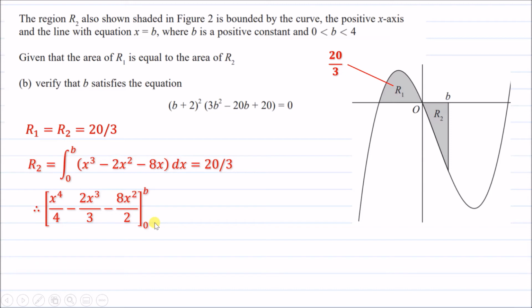Basically, you can copy the last one. The only difference now is that you replace all the x's with b and x with 0. Well, we saw last night that when you replace with 0, you get nothing. If you replace with b, you get that. So that's okay. And again, this is all equal to 20 over 3.